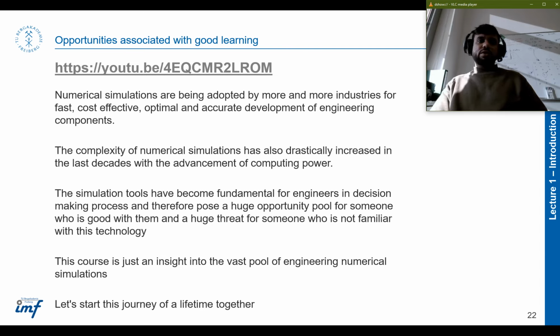So by hook or by crook, as an engineer, you will always come across these tools because the problems have become immensely complex. It is extremely difficult to make all these decisions just based on experiments. So this way or that way, you will always come across these kinds of tools which you will have to rely on to make these kinds of decisions.